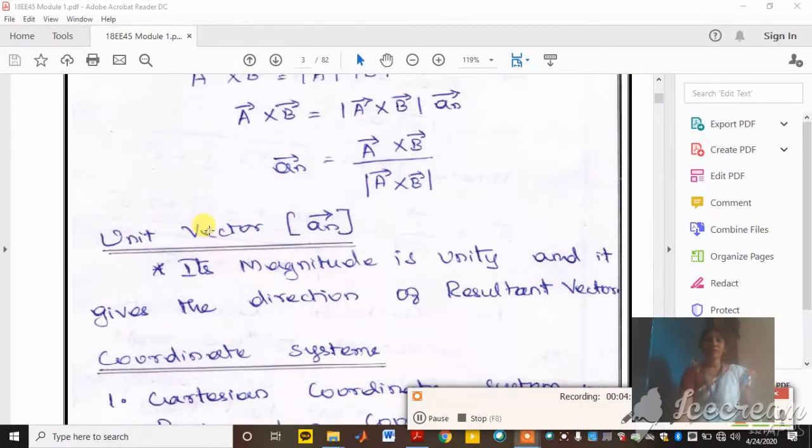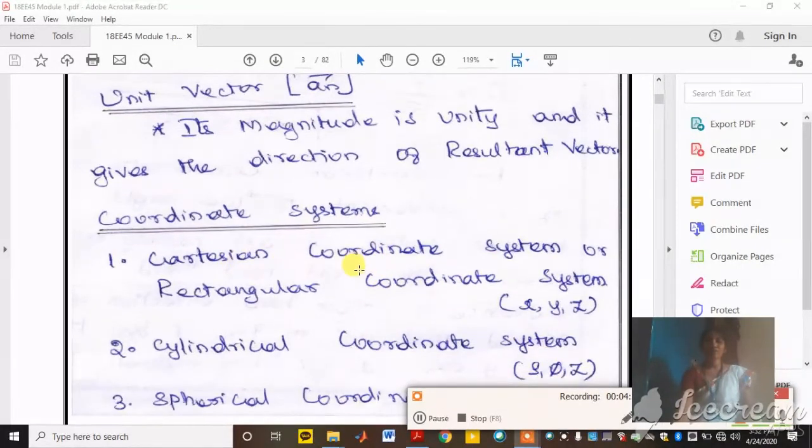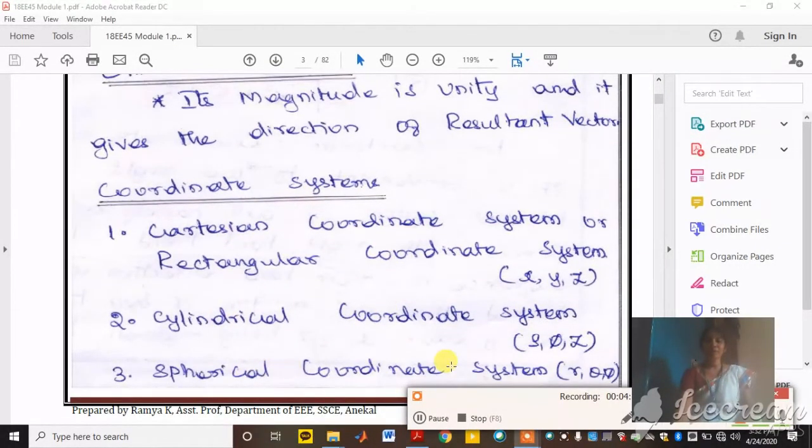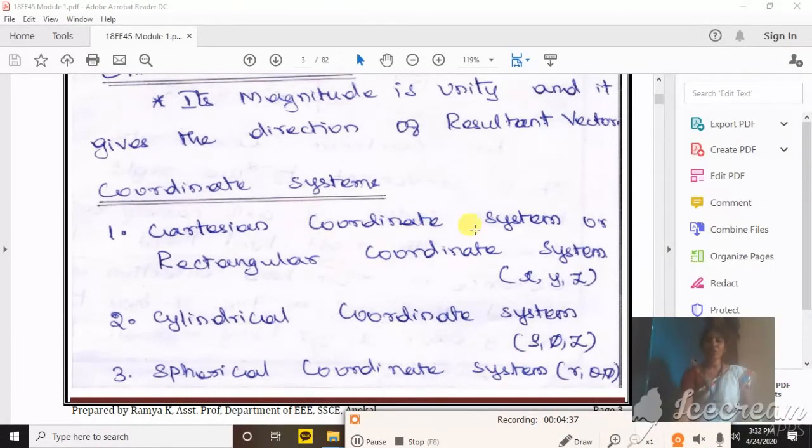Now the calculation that we do for the unit vector is the same in all coordinate systems. Basically there are three types of coordinate systems: the Cartesian system, the cylindrical system and the spherical system. The Cartesian system is also known as the rectangular coordinate system, and its coordinates are x, y, z. The cylindrical coordinate system coordinates are rho, phi, z. The spherical coordinate system coordinates are r, theta, phi.